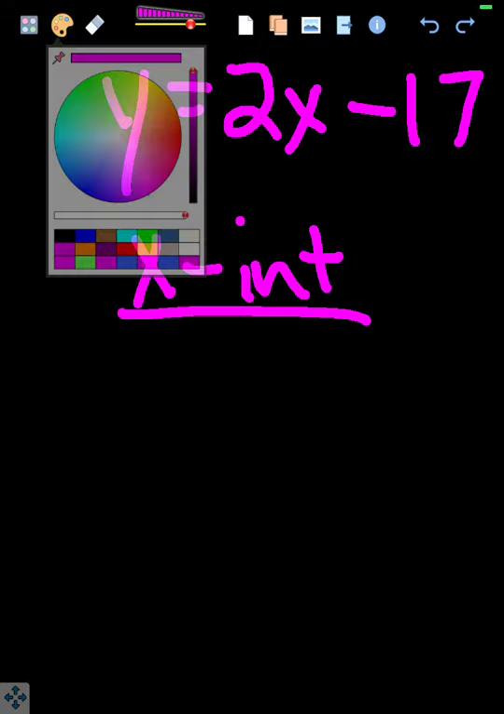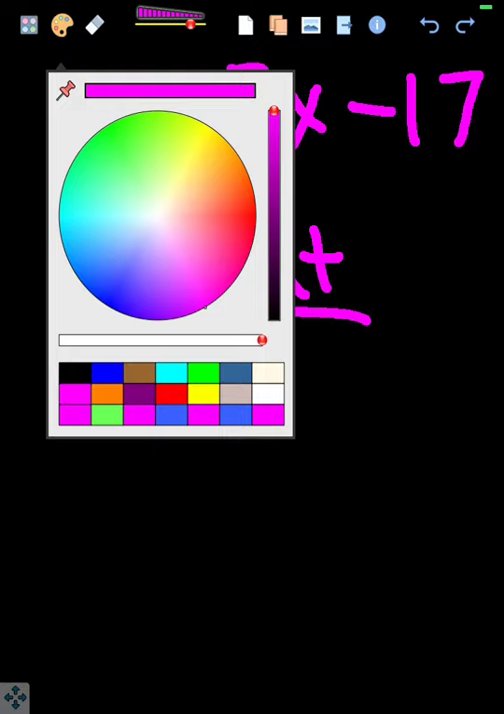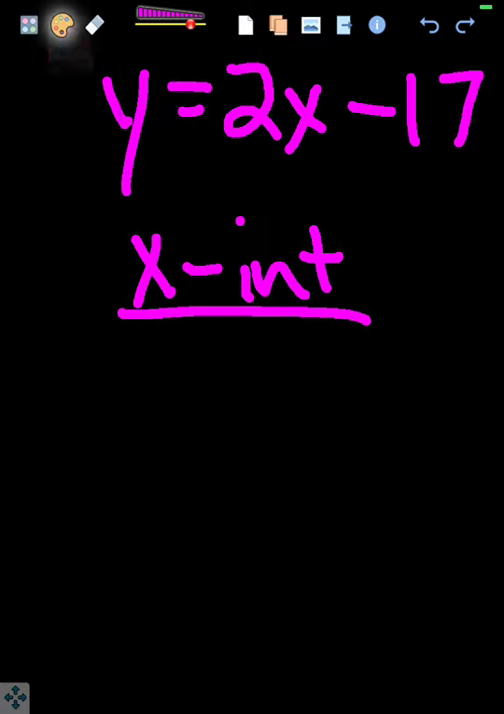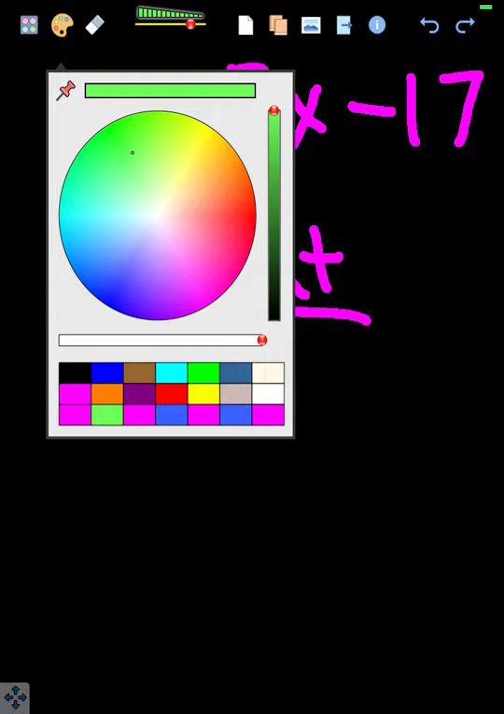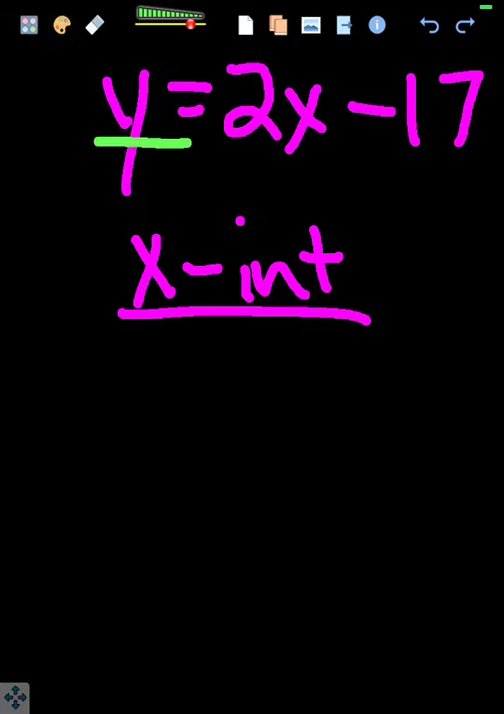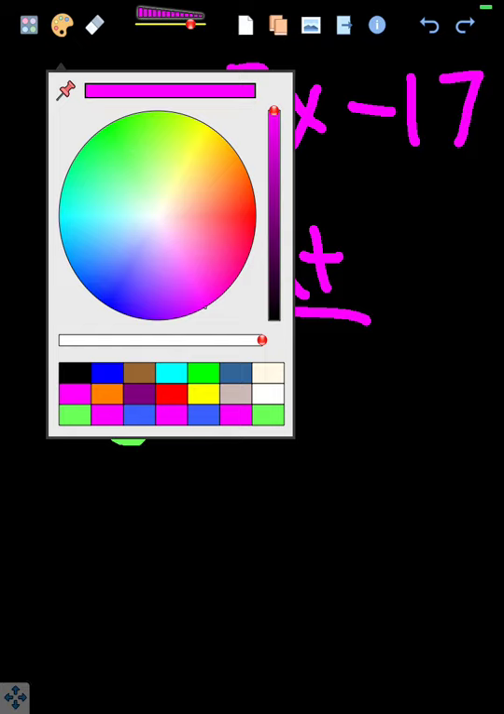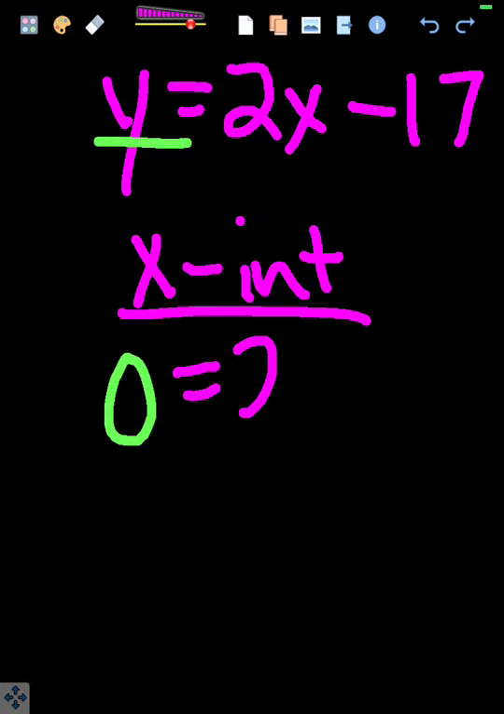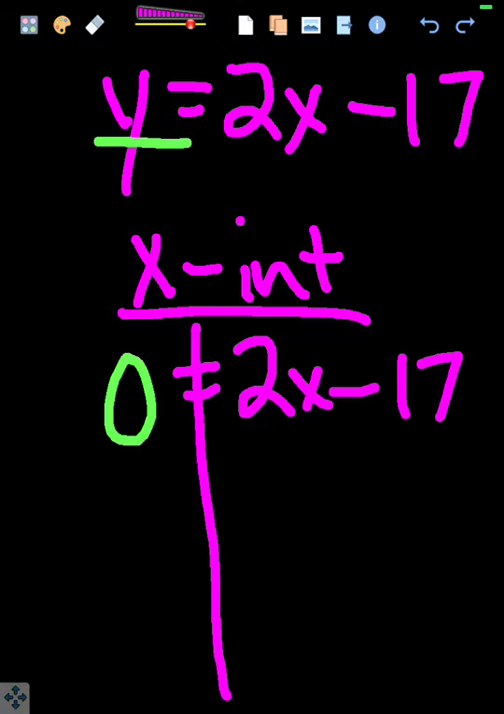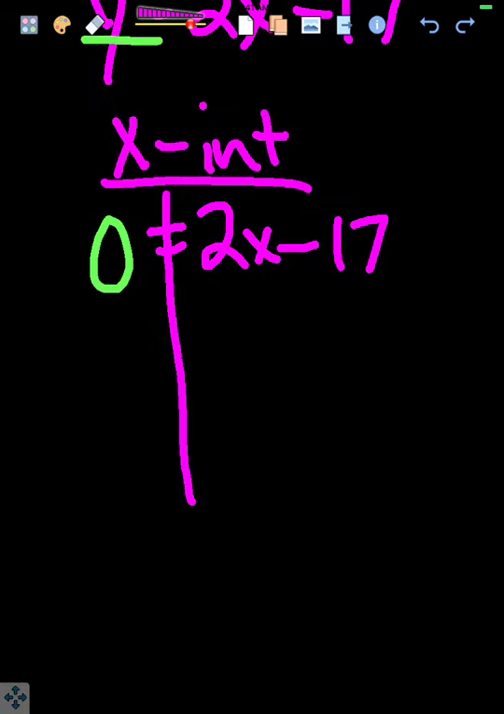So we're going to plug in 0 for the x-intercept. You always do the other variable. So we're going to plug 0 in for y. So we'll have 0 equals 2x minus 17. Now that we have a two-step equation, we're going to solve that for x. Probably going to need a little more room.